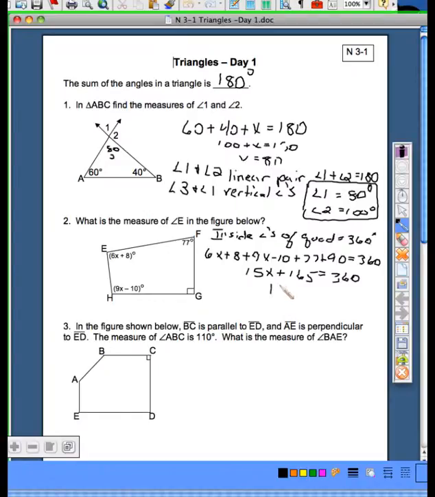That means when I subtract 165 from both sides, 15x is equal to 195, and x is equal then to 13. So angle E is 6x plus 8. So to get angle E, you're going to say the measure of angle E is 6 times 13 plus 8, which is 78 plus 8, or 86 degrees. And that would be the measure of angle E right here. Okay.